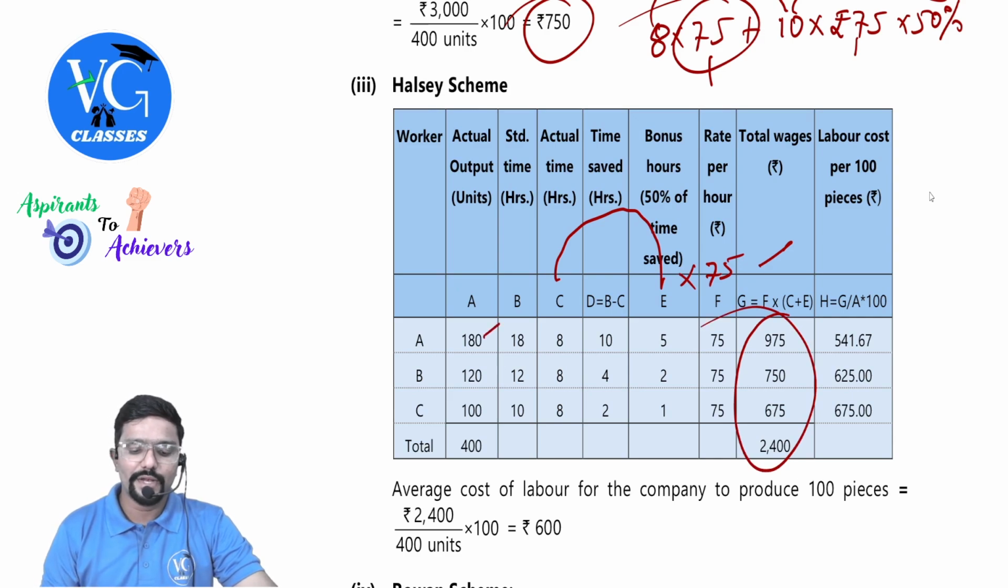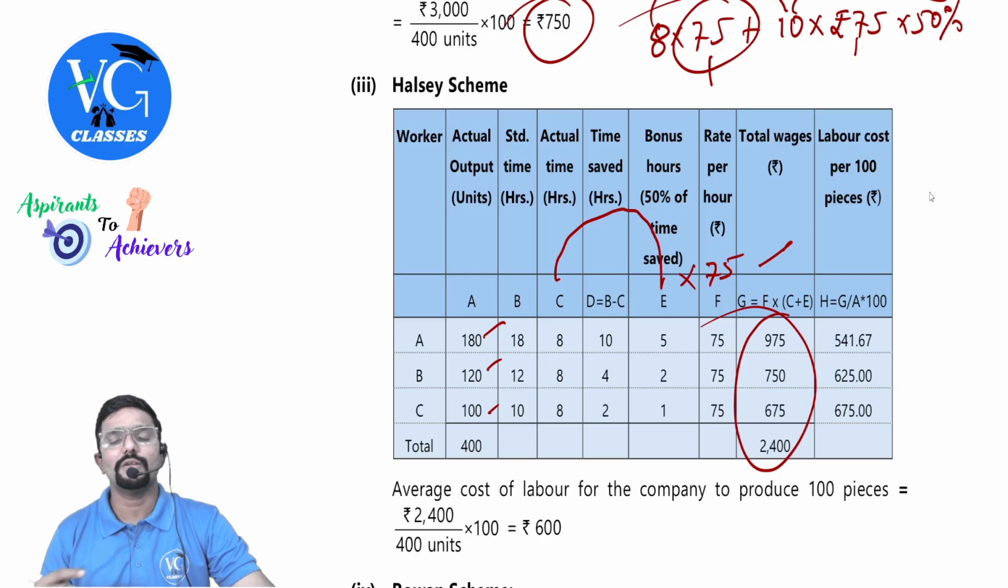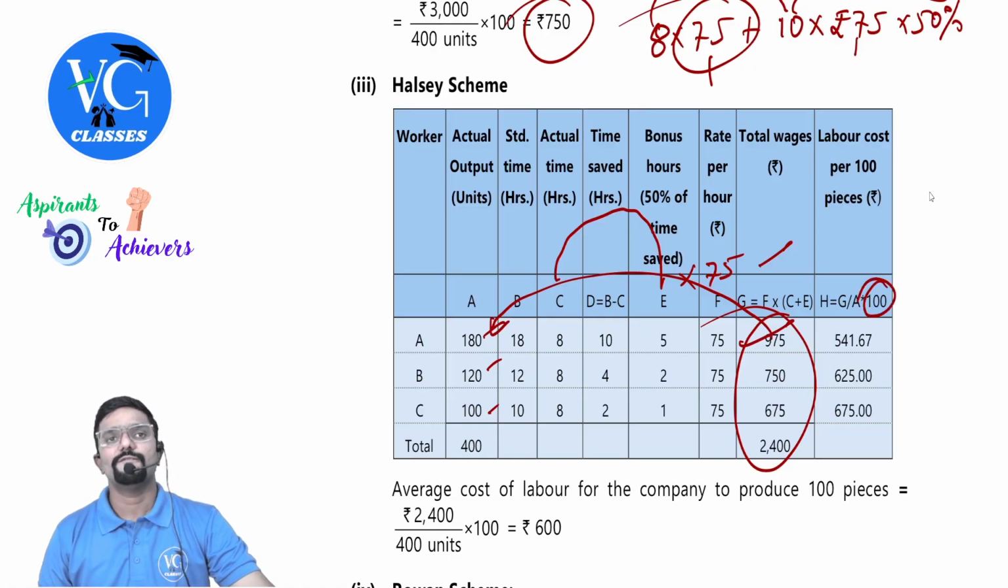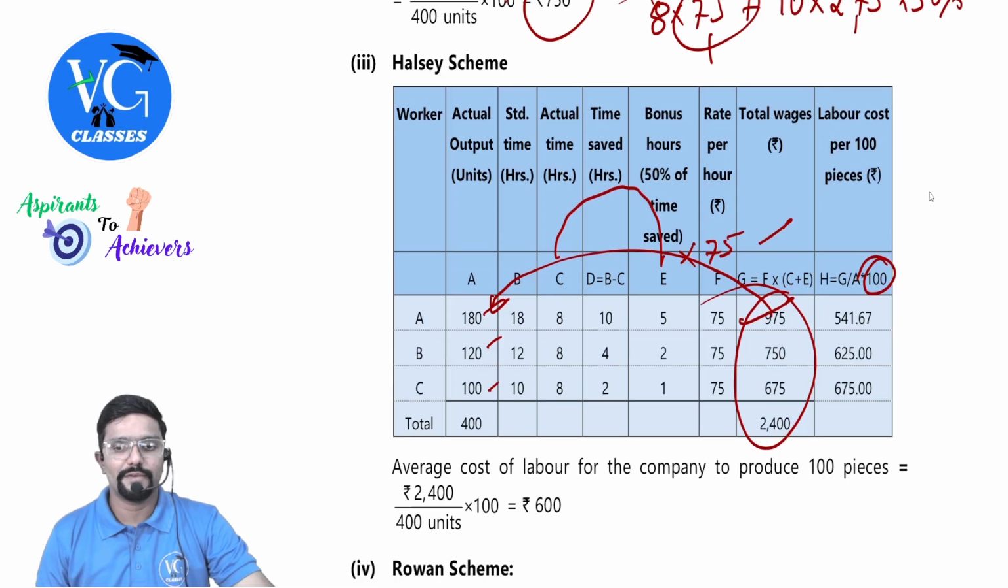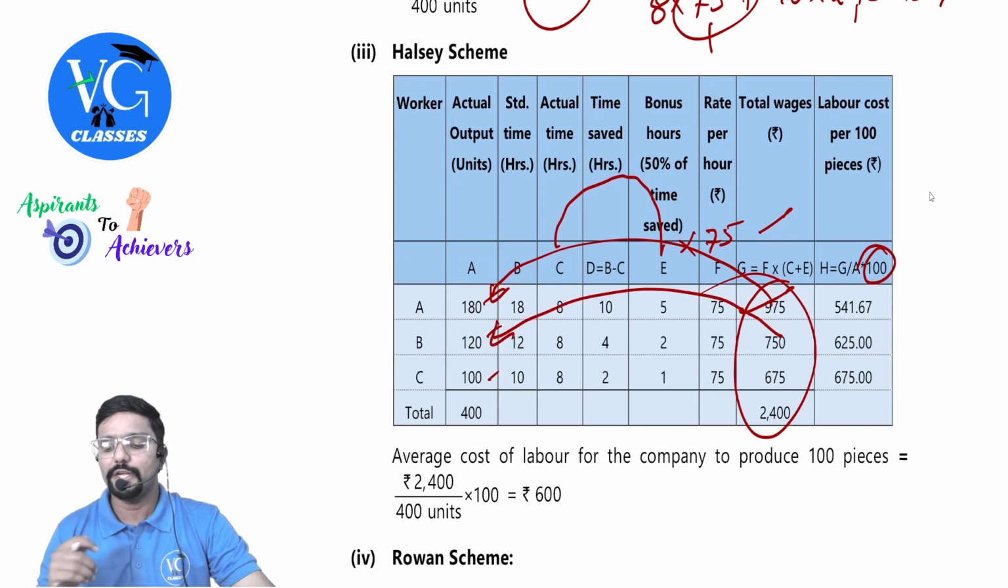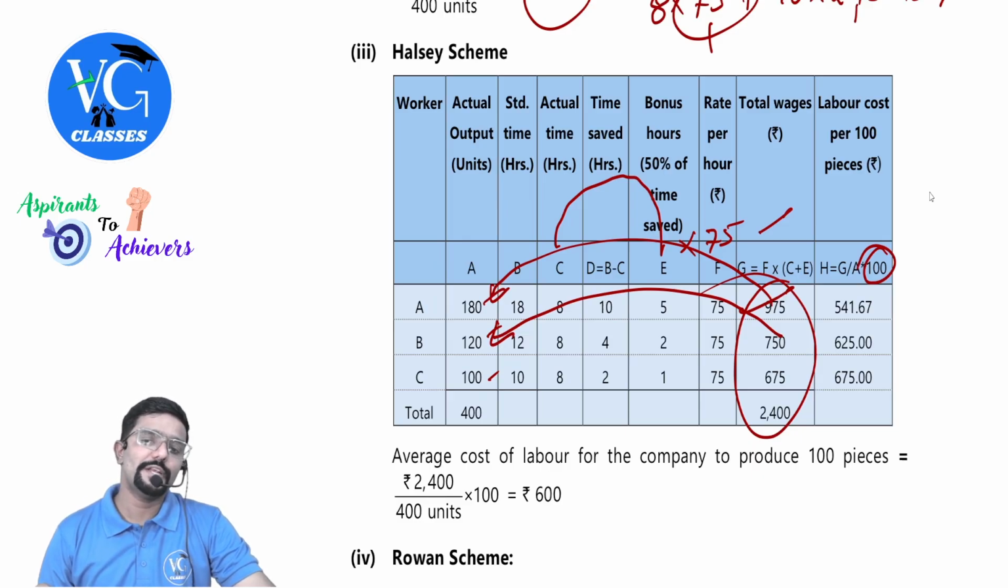Now this is total, for how many units? 180, 120 and 100. I want to now calculate for 100 units. So 975 divided by 180 into 100, which is 541.67. Same way, 750 divided by 120 into 100. You will get 625. Then the third one, 675 divided by 100 into 100. It would be 675 only.